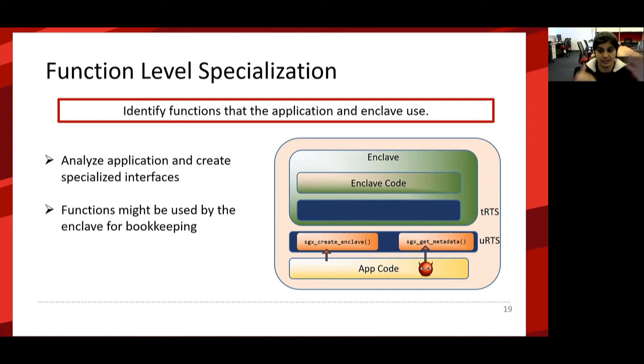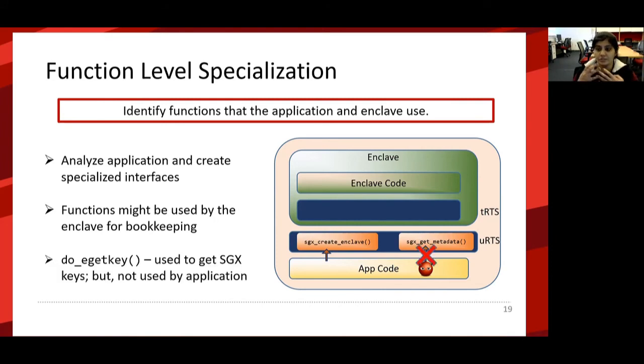For instance, on the TRTS side, there's a function called do eGetKey, which is used to extract cryptographic keys in SGX. While an application would rarely use this, the enclave needs it because it needs to perform the cryptographic functions. So we specialize the runtime systems in a way that the functions are only executed if they're part of the input source, and any other function call is blocked, even though the functions really still exist in memory, only that they cannot be called from the core enclave code or from the application code.